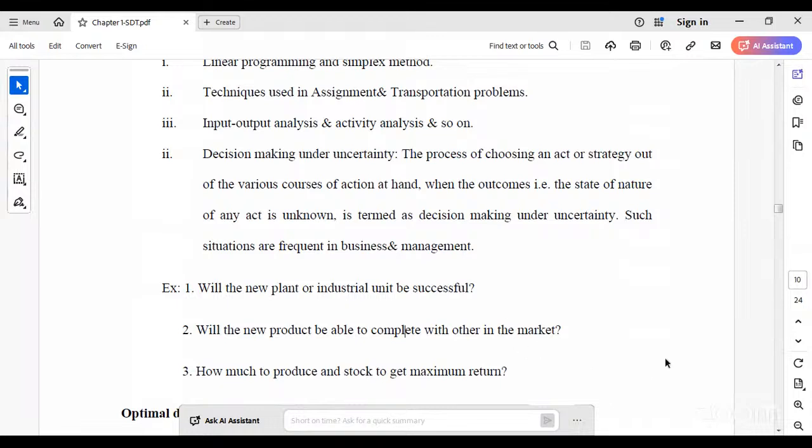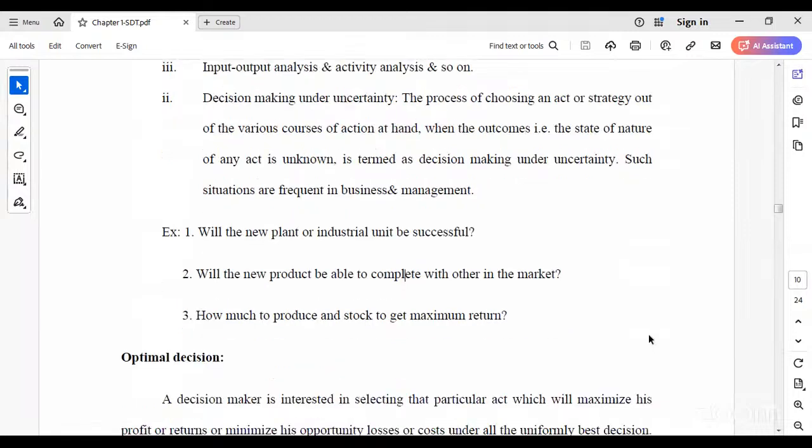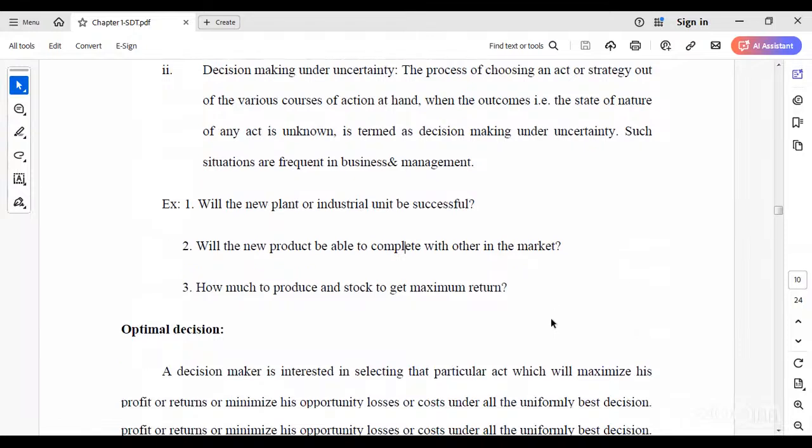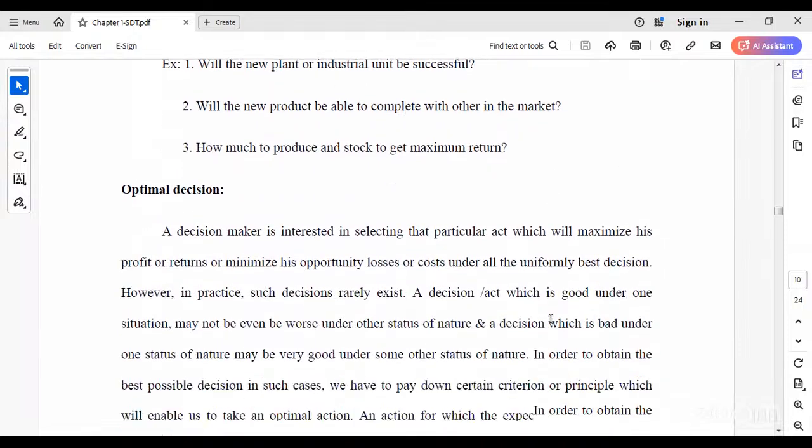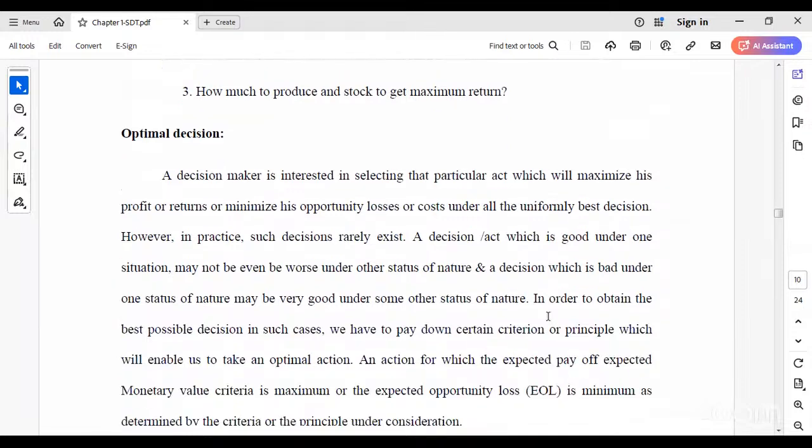How much to produce and stock to get maximum return here. The next one is how much to produce: what amount of stock we should go for in production, and what is the maximum return here. Then optimal decision. The decision maker is interested in selecting that particular act which will maximize his profit or return, or minimize his opportunity losses or cost, under all the uniformly best decision.